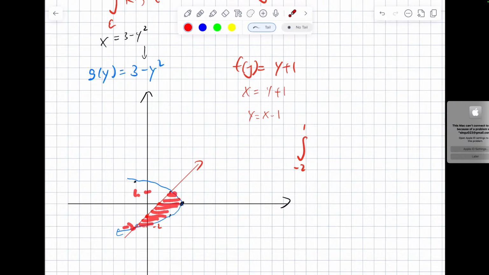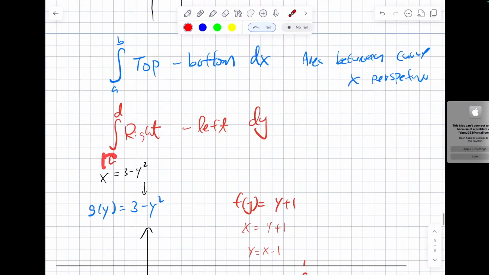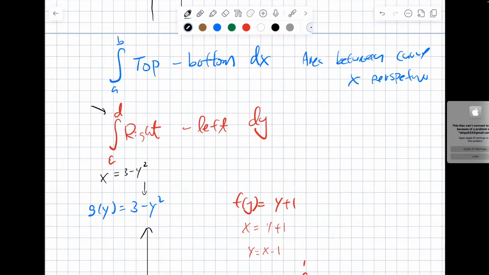Does that make sense? I don't use the x anymore because everything is in terms of y, so I'm going to use the y boundary. The y boundary, that's why it's defined as c and d. It's not a and b. So this is the y bound. So this is the y bound. And this is the y bound. Does that make sense?